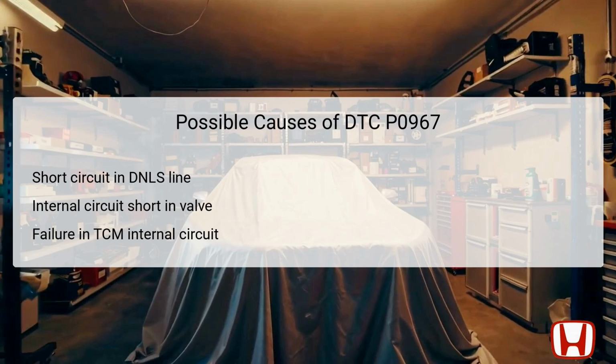One common cause is a short circuit in the driven pulley pressure control solenoid valve's DNLS line. This can disrupt the proper electrical signal needed for the valve's function. Another potential issue is an internal circuit short within the valve itself. This could prevent it from responding to commands from the TCM effectively. Lastly, a failure within the TCM's internal circuit can also lead to an incorrect current reading, causing the DTC to be set. Understanding these potential causes assists technicians in narrowing down the source of the problem during diagnosis.